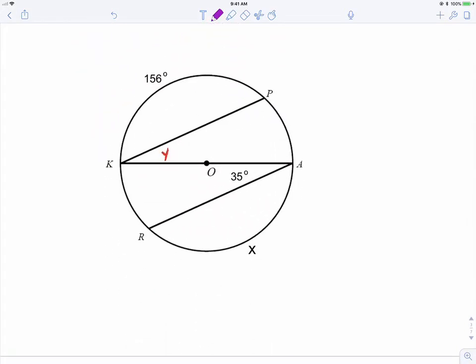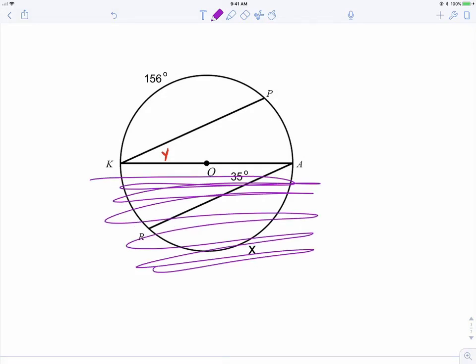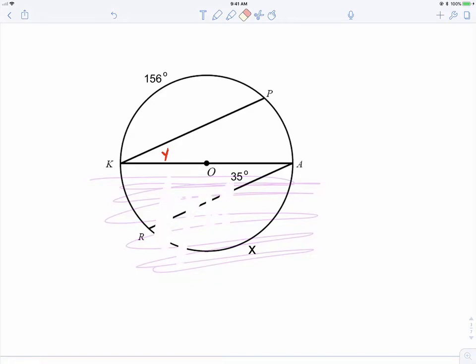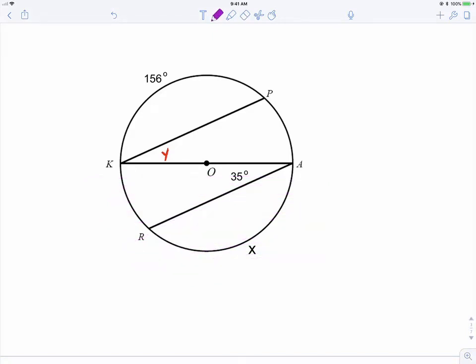Here's a little bit trickier one. We're going to look at this as two half circles. So for the first part, we're going to ignore the bottom half of the circle. I'm just doing a bunch of examples so you can see how this works. If I ignore the bottom half of the circle, this is a semicircle, and so this arc over here, AP, has to be 180 minus 156. So that's going to be 24 degrees.